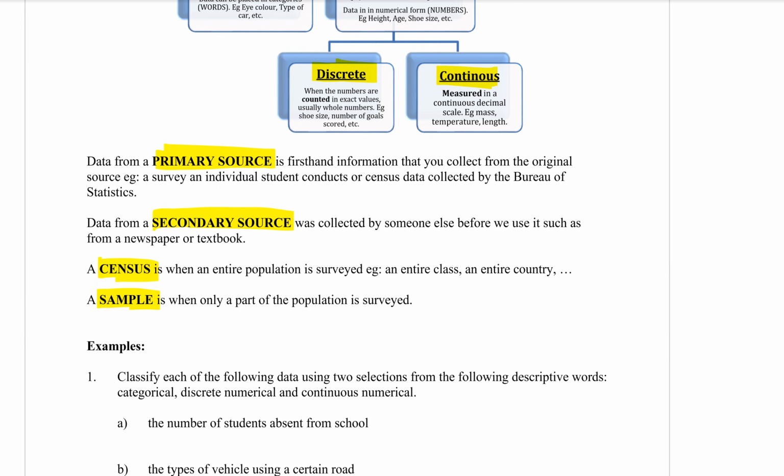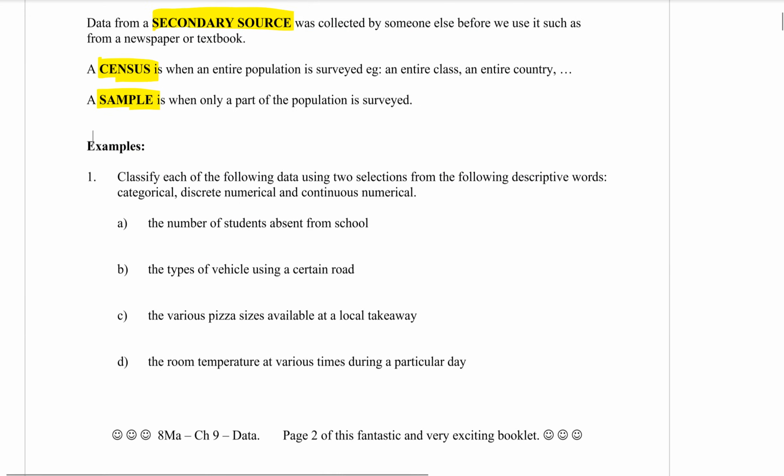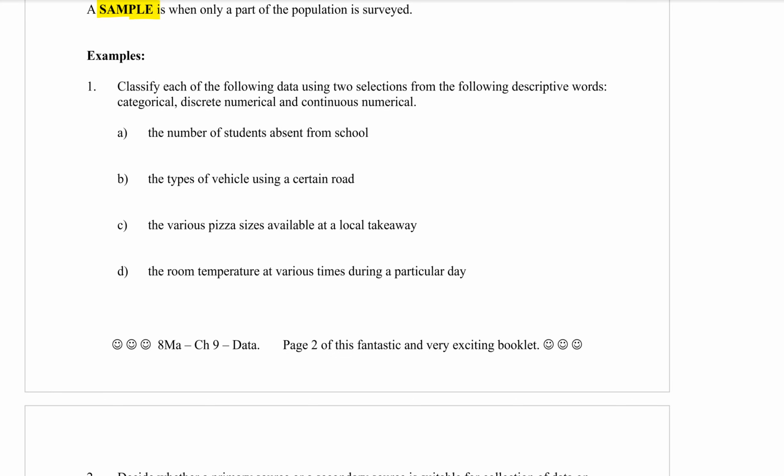Okay? All right, so what we need to do is to use some of these terms that I've been telling you about. So example number 1 says classify each of the following data using a selection from the following descriptive words. So it's either going to be categorical data, that's if it's a wordy response, or it's going to be discrete numerical, or continuous numerical. They're my three options. Because remember the numerical, there were two different types of them, discrete or continuous.